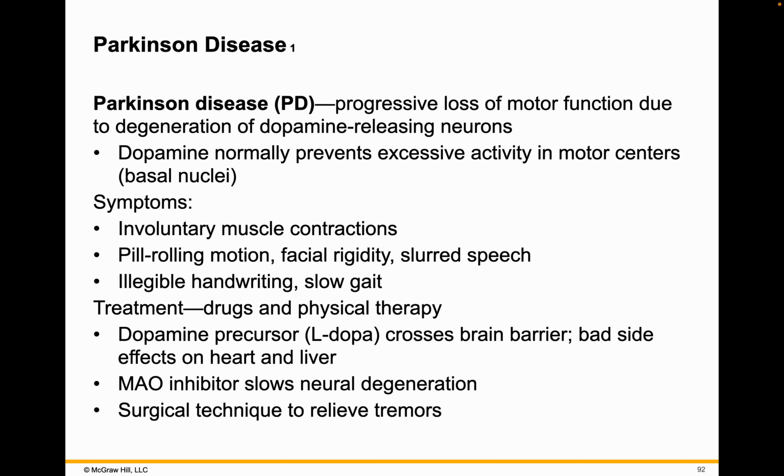Another is Parkinson's disease. This is a progressive loss of motor function due to the degeneration of dopamine-releasing neurons. This leads to involuntary muscle contractions, a pill-rolling motion, facial rigidity, slurred speech, and a typical gait. There are drugs and physical therapy. The dopamine precursor, L-DOPA, can cross the blood-brain barrier. It does have side effects. MAO inhibitors tend to slow neurodegeneration, and there are surgical techniques that can be used to relieve tremors.